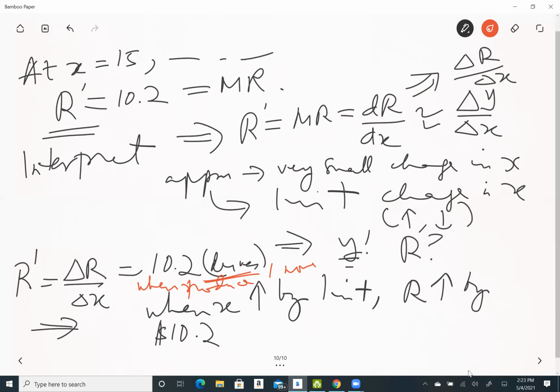So that is the basic. When you interpret, you use the basic concept because the smallest change is 1 unit. Good. Now, let's look at another example. The revenue at x equal to 50. So when x equal to 50, what is the marginal revenue? Can you get me the marginal revenue at x equal to 50?